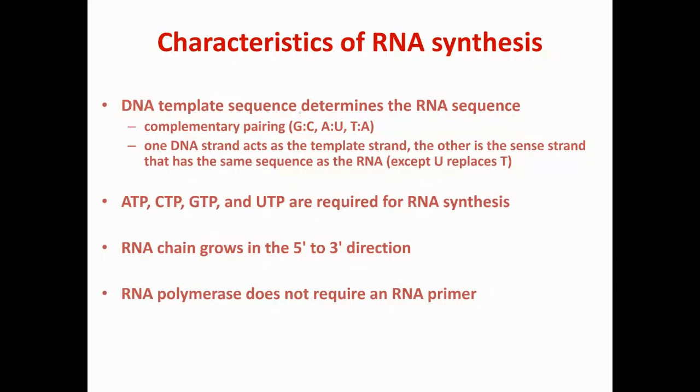Some features of RNA synthesis: our DNA template sequence determines the RNA sequence. They require ATP, CTP, GTP, and UTP. And it grows in the 5' to 3' direction. One important thing is that RNA polymerase does not require an RNA primer. Remember, for DNA polymerase when we perform DNA replication, we need the RNA primer. But for RNA synthesis, we do not need any primer, okay?